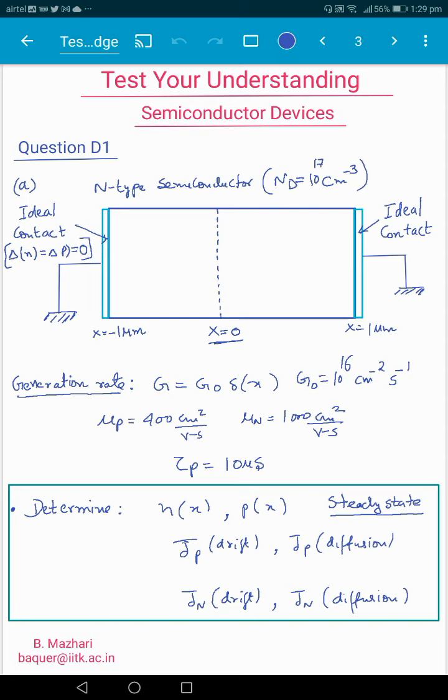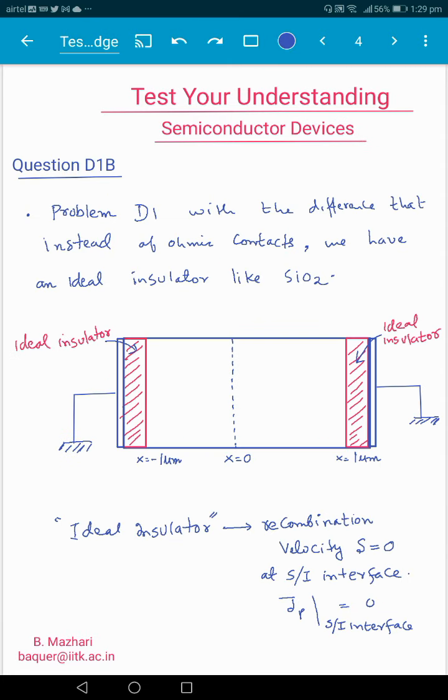Well, related to that particular problem, we have problem number D1B, where instead of the ohmic contacts, we have an ideal insulator. So we have a semiconductor and an insulator interface at this particular point here. Of course, there are contacts at both ends, and both of them are grounded. But the interface of the semiconductor is not with the ideal metal contact, but with the insulator.